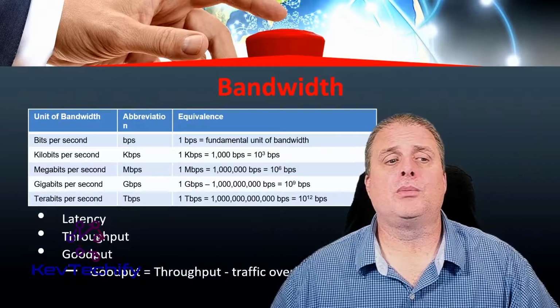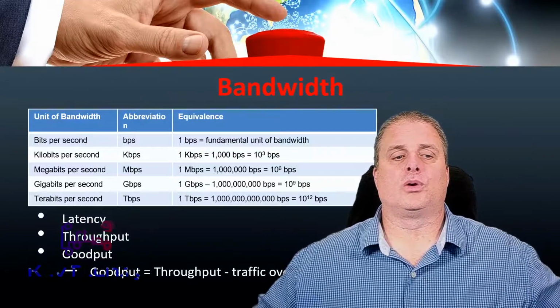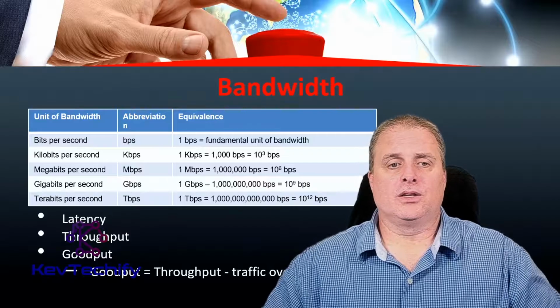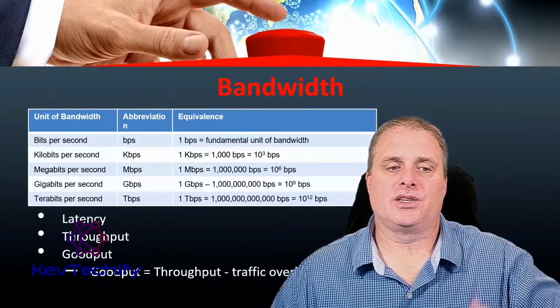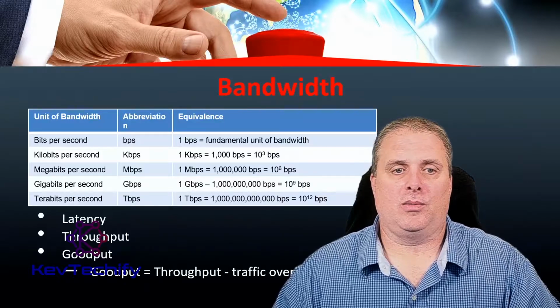We do need to talk a little bit about bandwidth and how much we're looking at. Here's a little breakdown. We have bits per second, kilobits per second, megabits, gigabits, and terabits. How many of those are?